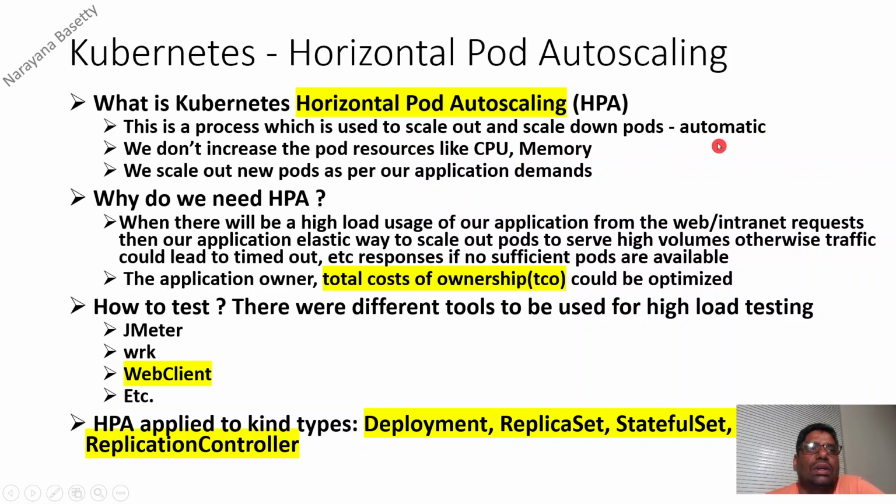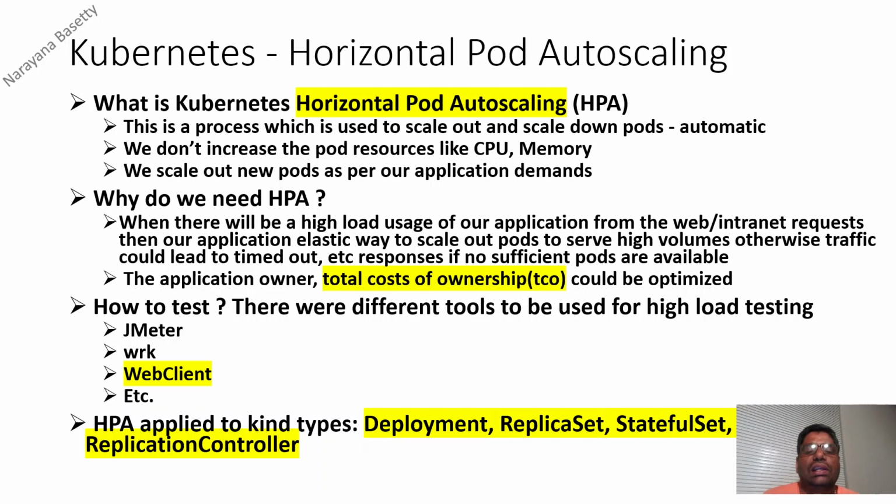We're supposed to follow certain basic declarative instructions which have to be provided. We don't increase the pod resources like CPU and memory. Say if I am defining a CPU limit and request limit as a resource, the same will be used to scale out the pods. That is the constraint. And as I said, when the load is high, we also have to increase our pods to fulfill the demand.